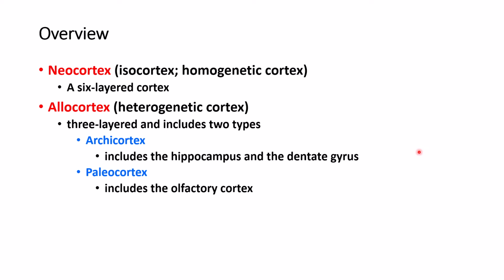So you don't find this in the majority of the brain. You only find it in specific areas. The two areas where you can find it: one is called archicortex, which is in the hippocampus and dentate gyrus, and they are located in the temporal lobe of the cerebrum. The other one is called paleocortex, which is in the olfactory cortex, part of the limbic system. Hippocampus and dentate gyrus are also part of the limbic system.